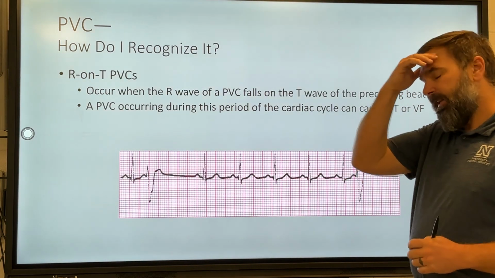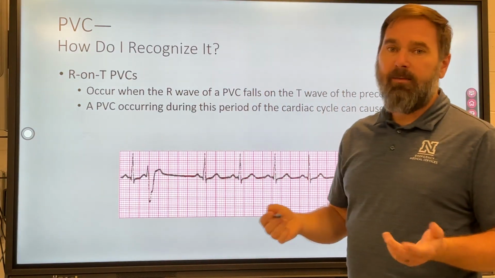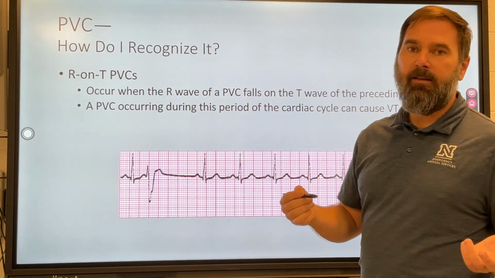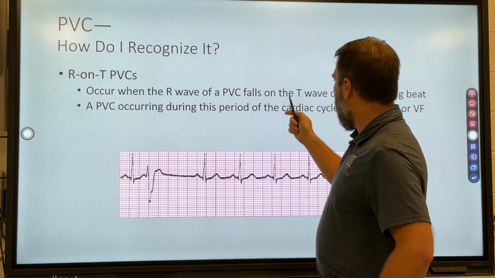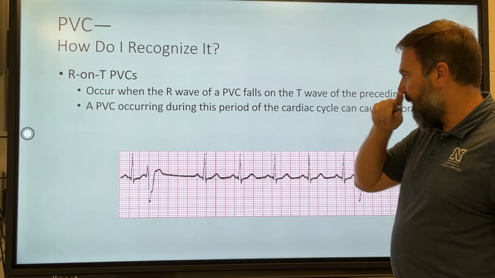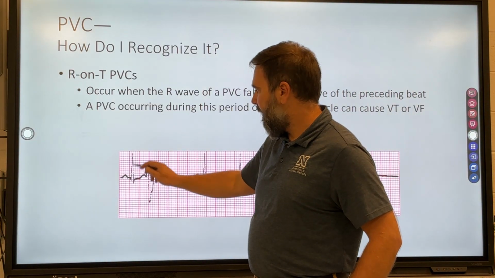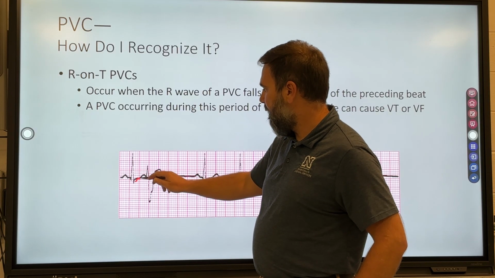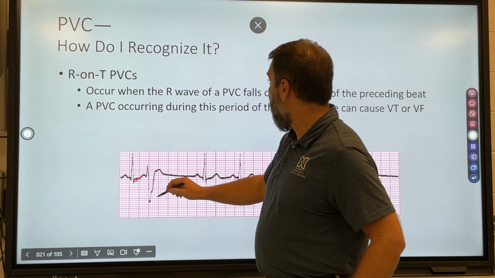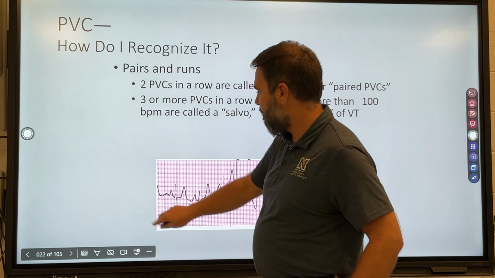Then we have R-on-T PVCs, which some of you may have heard of as the R-on-T phenomenon. They occur if the R wave of the PVC falls on the T wave of the preceding beat. So in this case, here's our P wave and QRS coming in, then our T wave, and just as it comes up on our T wave, we have a QRS complex occur.